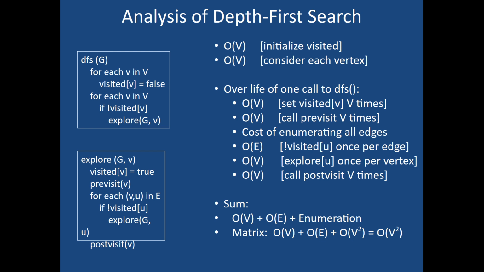Okay, for an adjacency list, it is O of V plus O of E again, plus the cost of enumerating, which is O of V plus E. That simplifies to O of V plus E. And again, that's as good as you can do, because that's the size of the data structure. So you will see depth first search called a linear algorithm, which looks kind of weird when you see that V squared term. What's linear about depth first search?